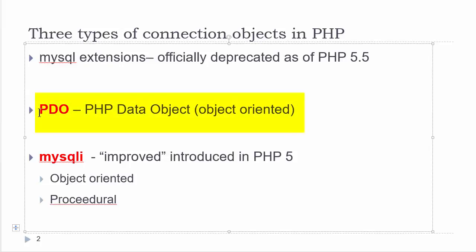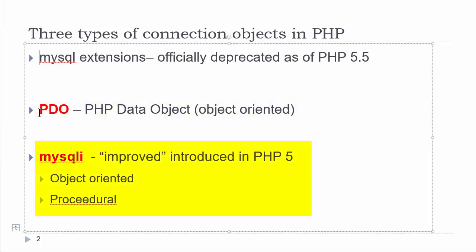One is with what is called PDO, PHP Data Objects. This is an object-oriented approach. There are two other ways using MySQLi. The I stands for improved, and that is the newer version of the older MySQL extensions. The MySQLi is an object-oriented approach and a procedural approach. So we will look at how we connect in these different manners.